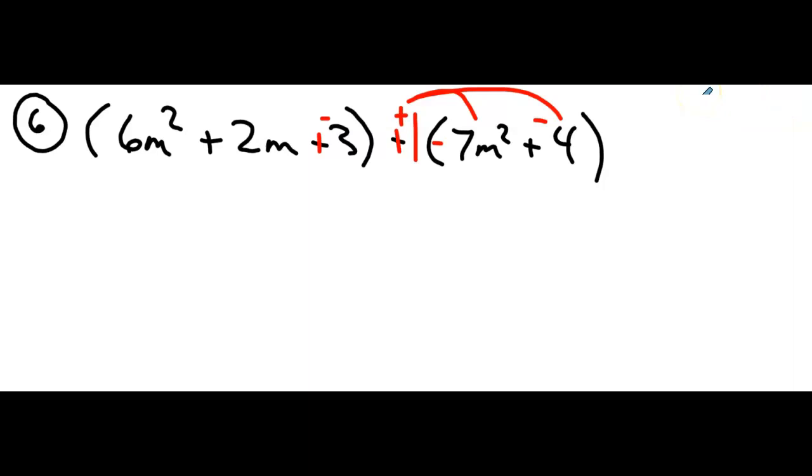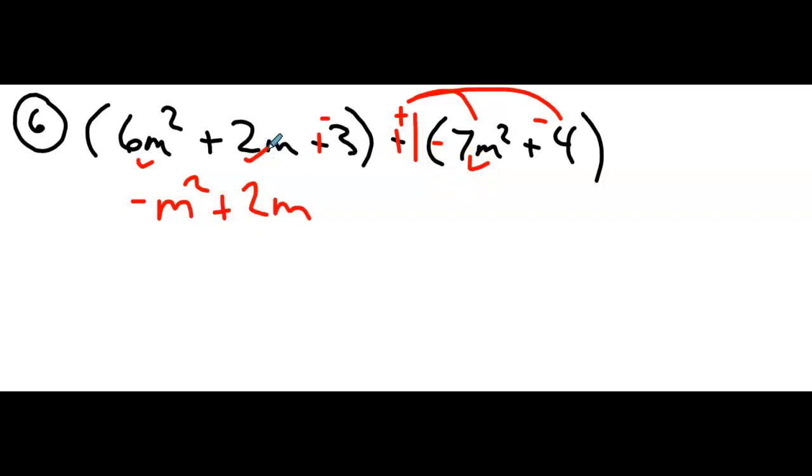So we start on the left and we see 6m squared. Are there any other m squareds? Negative 7m squared. So 6m squared plus negative 7m squared is negative 1m squared. And the 1 can be invisible. I look next at 2m. Are there any other terms with just an m with a 1 exponent? And I don't see any. So I'm just going to bring down the 2m.